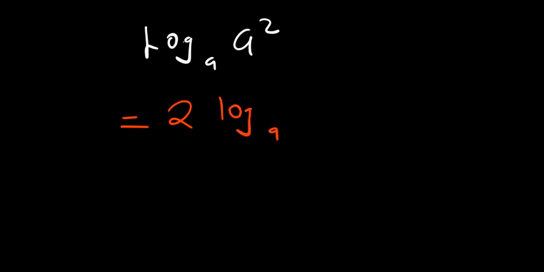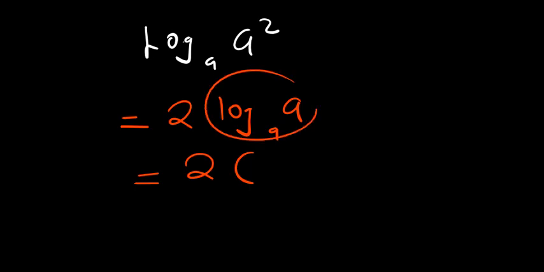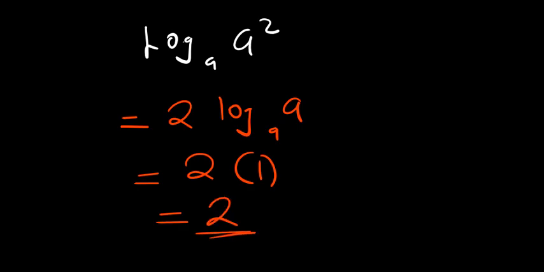Let's say I've got log, let's say the base is a. Let's say I have a to the power 2. How can I solve this one? So the 2 is going to drop. So I'm going to have 2 log a and a. 2 log a and a in this case just gives us a 1. So 2 multiplied by 1, that is a 2. So that is how we solve this one.